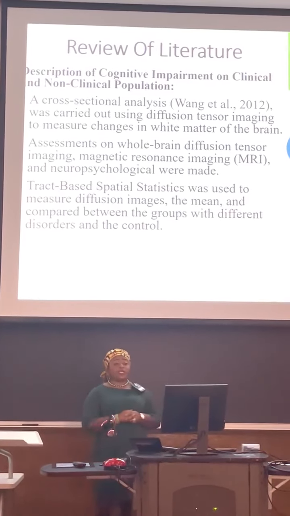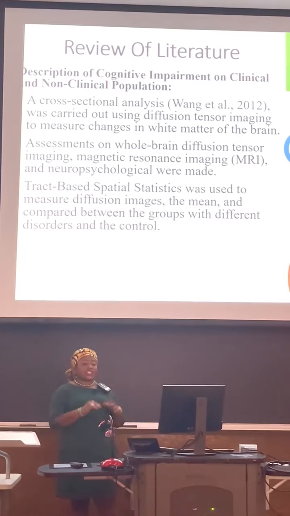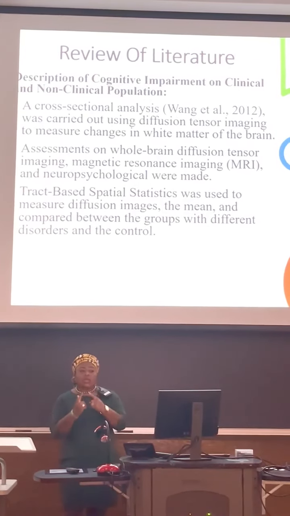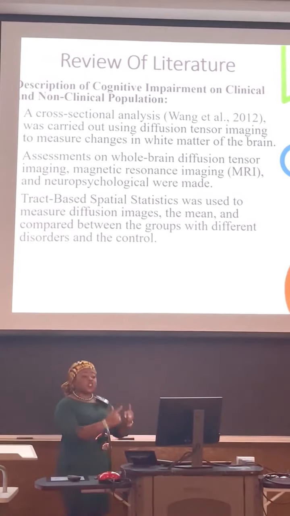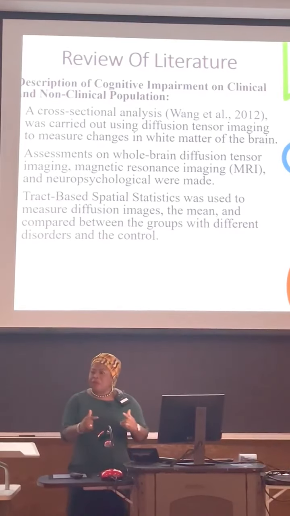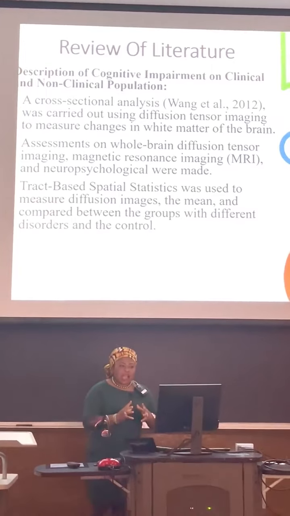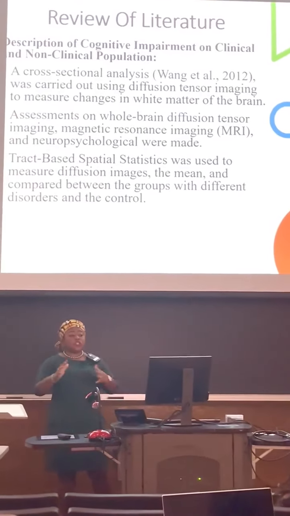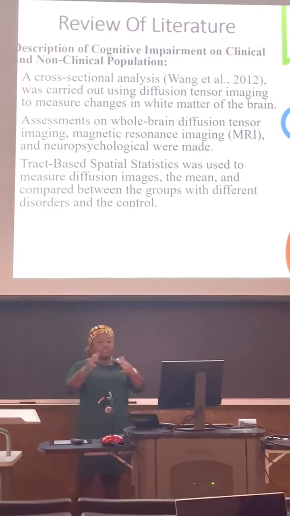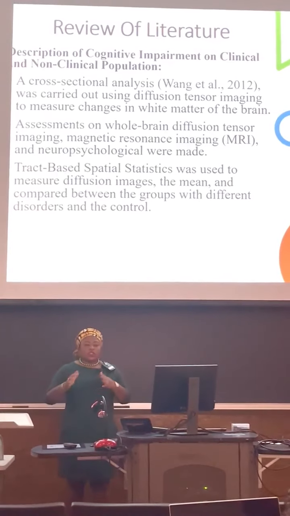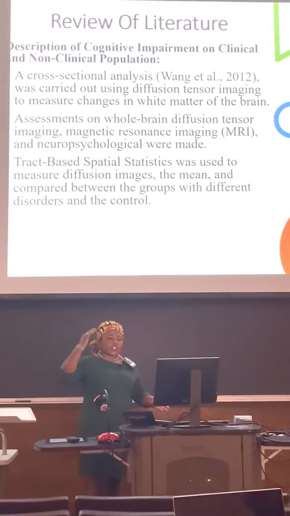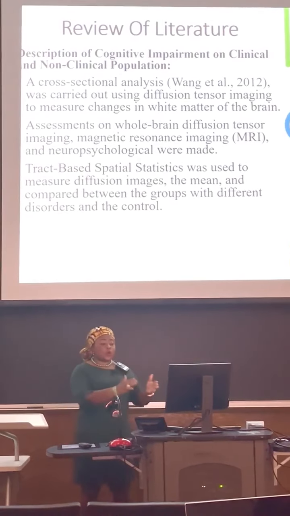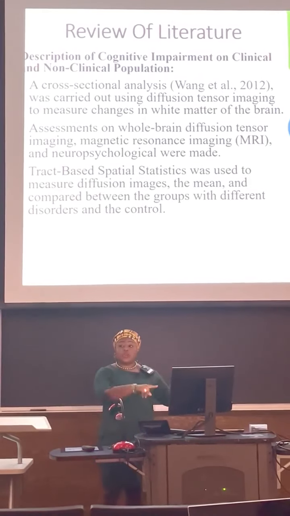Now, description of cognitive impairment in clinical and non-clinical populations. In 2012, a cross-sectional analysis was carried out using diffusion tensor imaging to measure changes in the white matter of the brain. This is what I rely on now because I did not collect my own data. The assessment of whole brain diffusion tensor imaging, MRI, that is magnetic resonance imaging, and neuropsychological tests were made. So all these things were carried out, and then tract-based spatial statistics was used to measure the mean of diffusion images and compare between the groups with different disorders and the control. People who don't have dementia and people who do have dementia, all these tests were carried out.